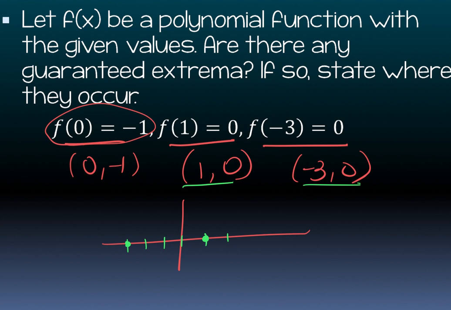And then the other one is your y-intercept, 0, negative 1. My rule said nothing about y-intercepts, right? My rule said in between each pair of zeros, what happens? You have to have at least one extrema. So where are we guaranteed to have one or more than one extrema? Between negative 3 and 1.